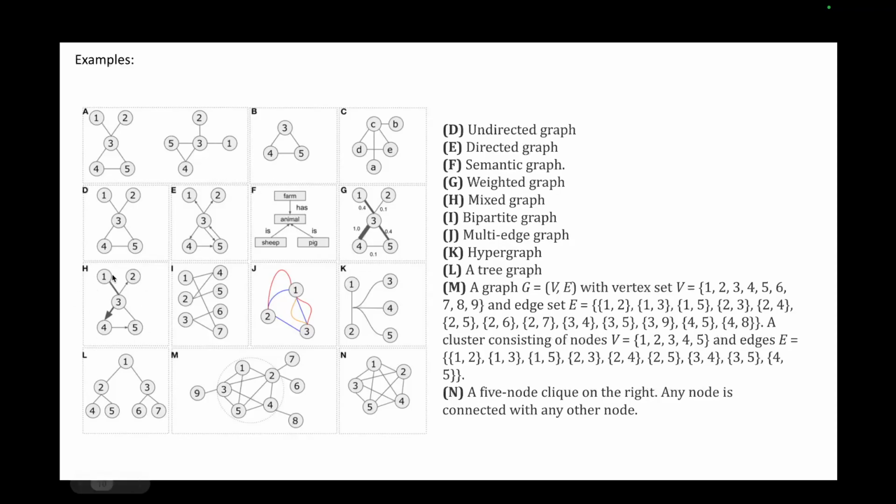This is a mixed graph because it has edge weights and it has directions. J is a multi-edge graph. What does a multi-edge graph mean? Between two nodes there can be multiple edges connecting, and those can mean different things. And this is a hypergraph. The edges do not originate directly from the node; they originate from other edges. This is like a metabolic reaction graph that we see. And this is a tree graph, which shows the hierarchy, maybe in gene expression.